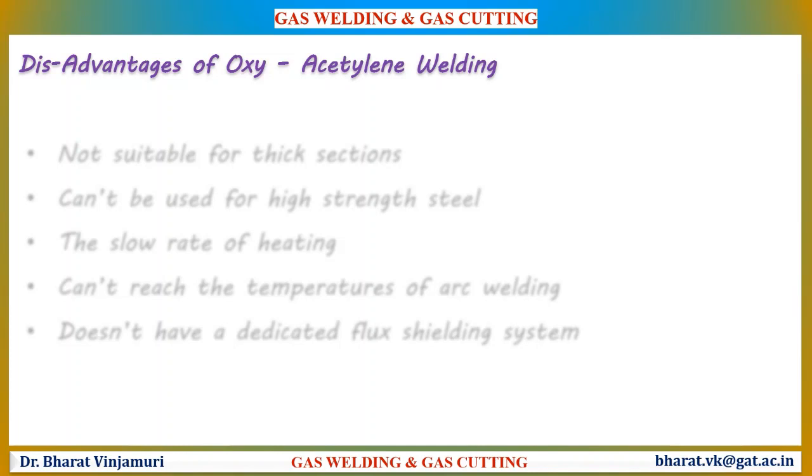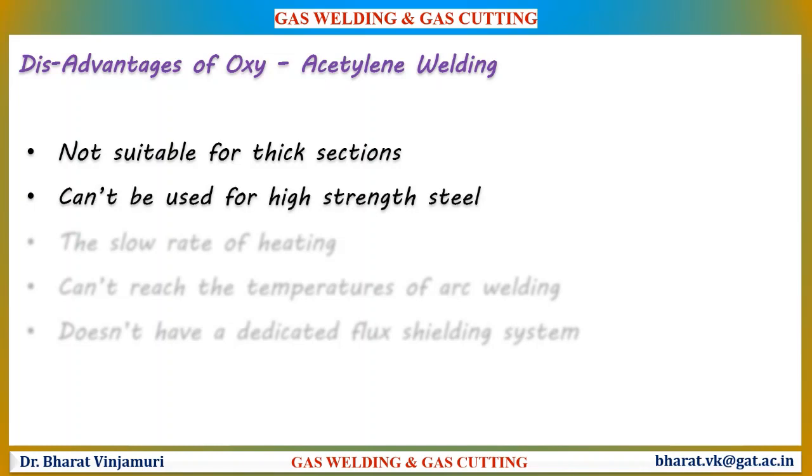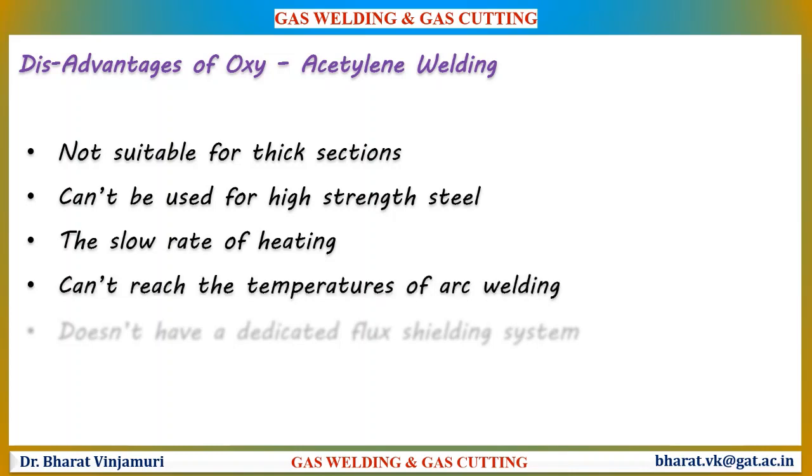There are few disadvantages in this process. This welding may not be suitable for thick sections, and the process cannot be used for high strength steel because of limited temperature ranges. The process is slow due to slow rate of heating, and also the temperatures cannot reach the temperatures of arc welding process. This process does not have a dedicated flux shielding system.